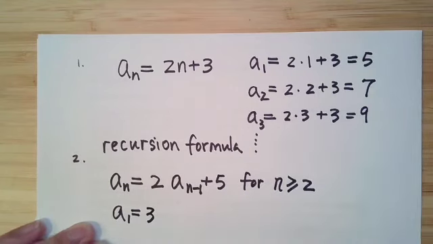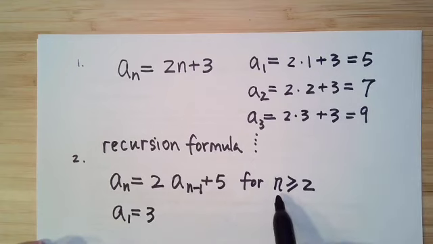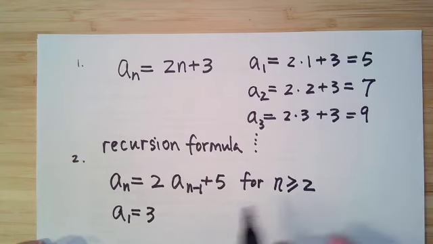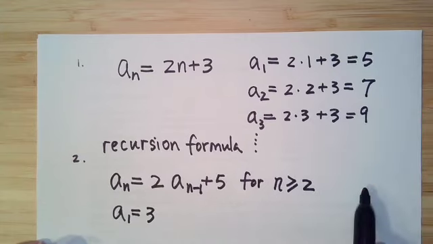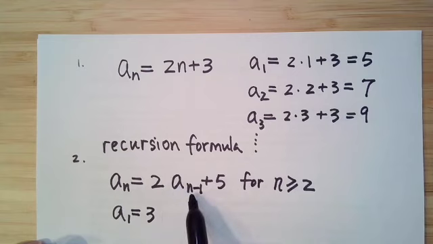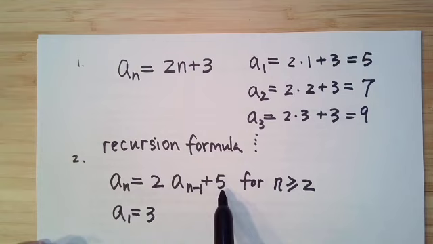For example, we give you this one: a1 is 3. And then when n is 2, and then 3, and 4, and 5, for the other terms from the second term and later, an, which is the nth term, is 2 times a(n minus 1), which is the previous term, right? So each term is 2 times the previous term plus 5.